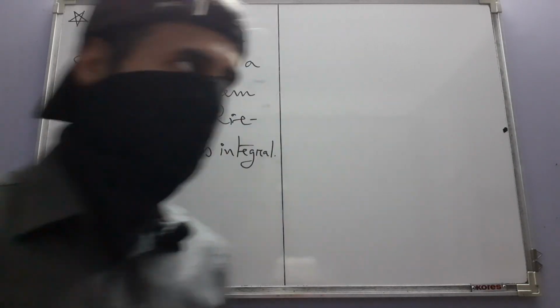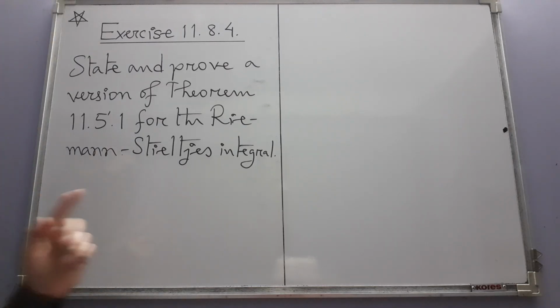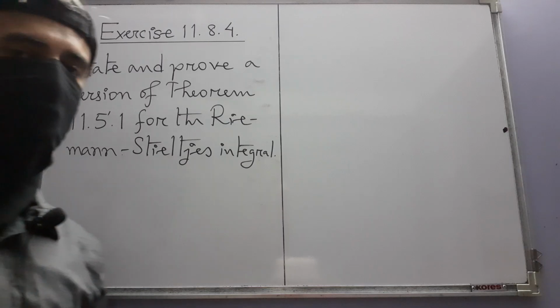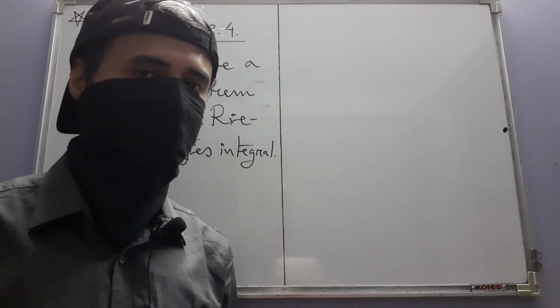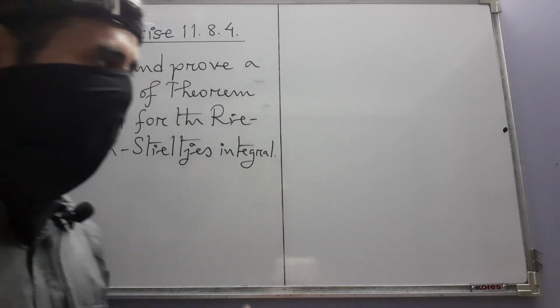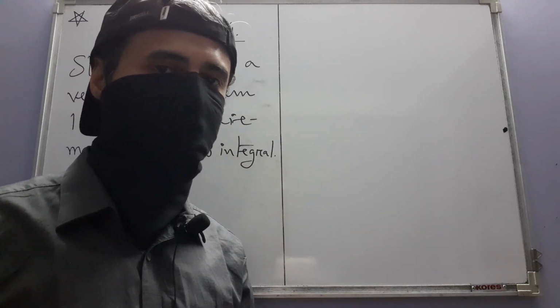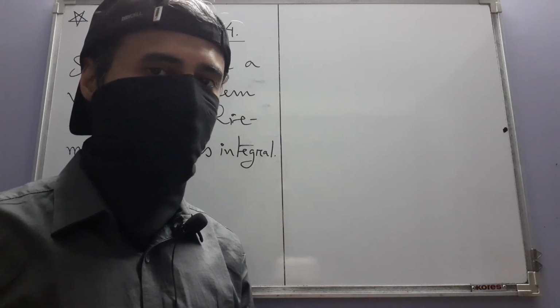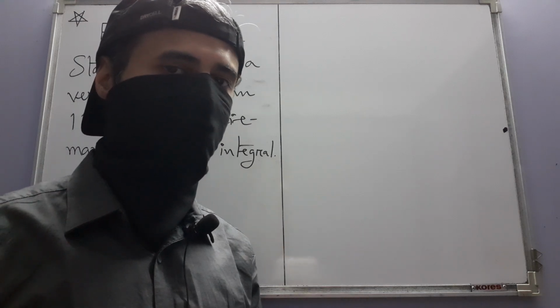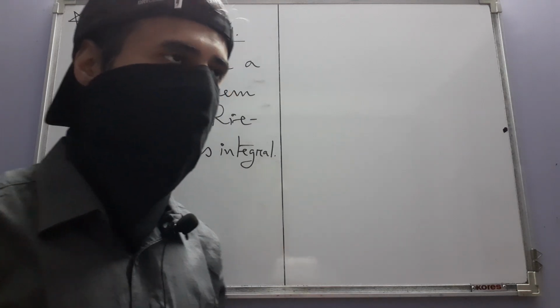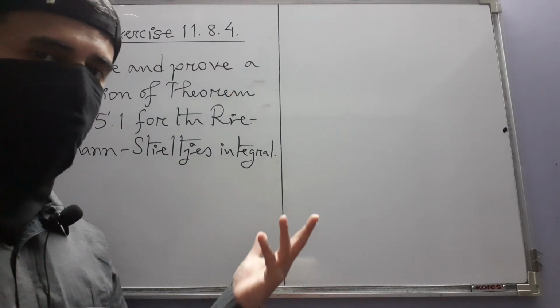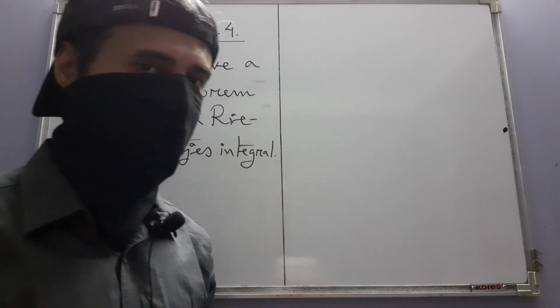Let us next solve this exercise. Exercise 4. Here we have to state and prove a version of theorem 11.5.1 for the Riemann-Stieltjes integral. We have already seen this theorem for Riemann integral, and it is that theorem which tells us that a uniformly continuous function on a bounded interval is Riemann integrable. Now we need to state a similar one for the Riemann-Stieltjes integral and prove it.